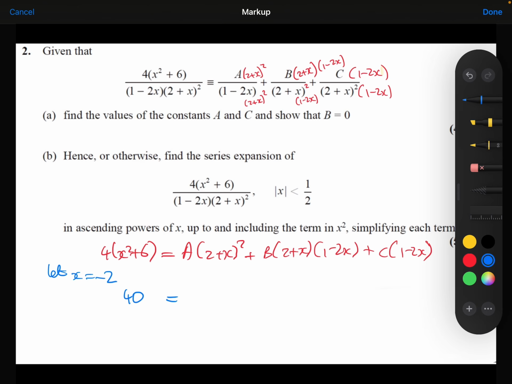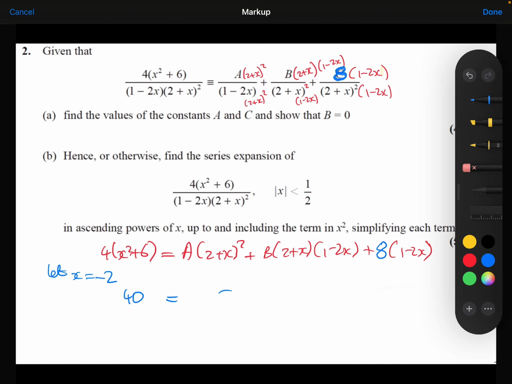On the right-hand side, the a term and the b term are 0, and so we just get left with c times (1 − 2 times −2). The −2 times −2 is plus 4. 1 plus 4 is 5. So we end up with c times 5 is 40. Therefore, c has to be 8. Right, so we know the c term.